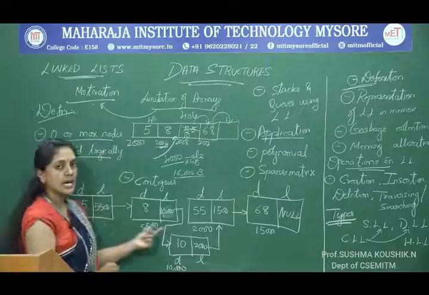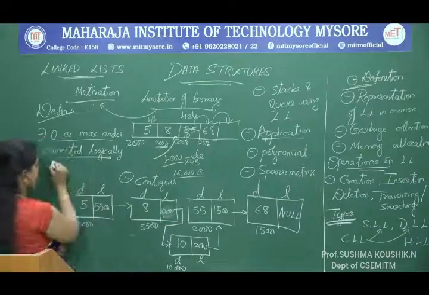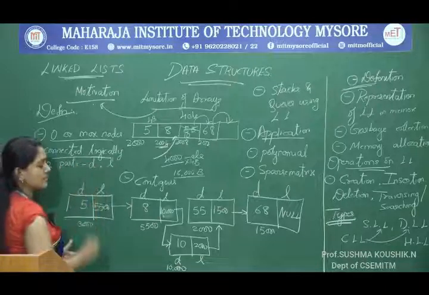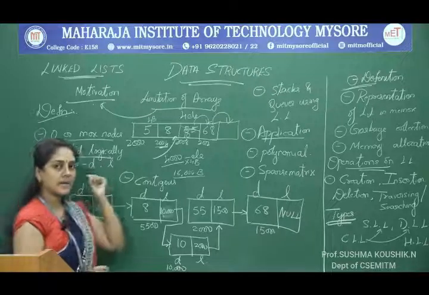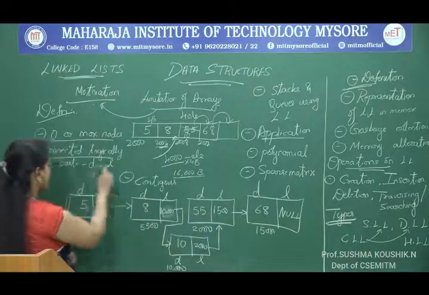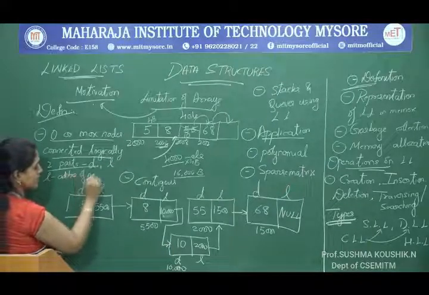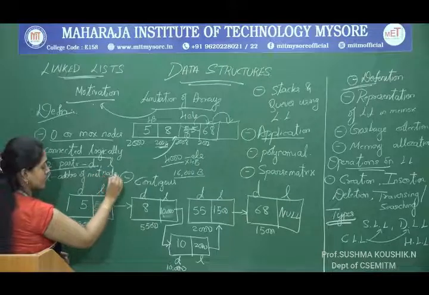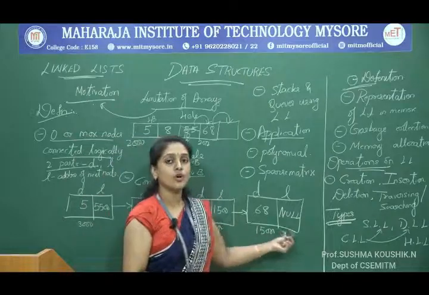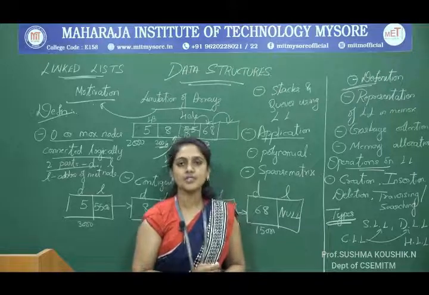Where every node has two parts in it. One is the data part and another one is the link part. The link part will always hold the address of the next node. So this is the definition of a linked list, where the last node will hold the address as null, since it is the last node for us. So this is the very simple definition of a linked list.